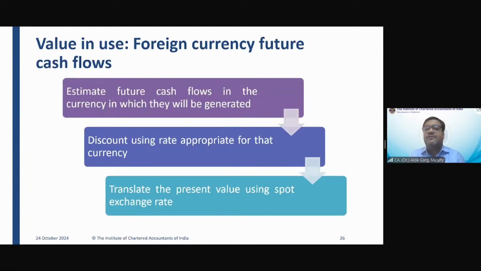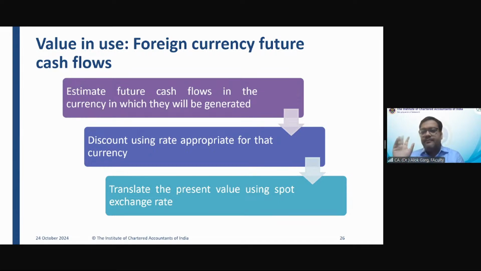Then friends, we discussed foreign currency future cash flows. If your asset is in the foreign country, in the foreign territory, you need to estimate the future cash flows in the foreign currency, because that asset will give you foreign currency cash flows, not INR cash flows. So first of all, estimate the future cash flows in the foreign currency. Then you need to apply the discount rate relevant to that foreign currency.